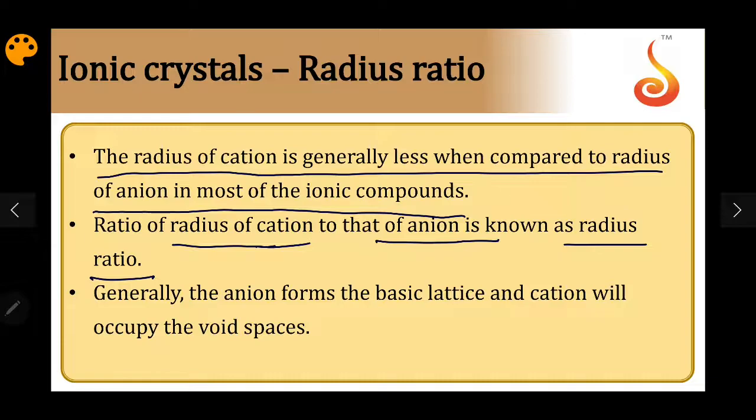Generally in most crystal solids, the anion will form the basic lattice and the cation will occupy the void spaces, because the cation, being smaller, can be accommodated in void spaces.